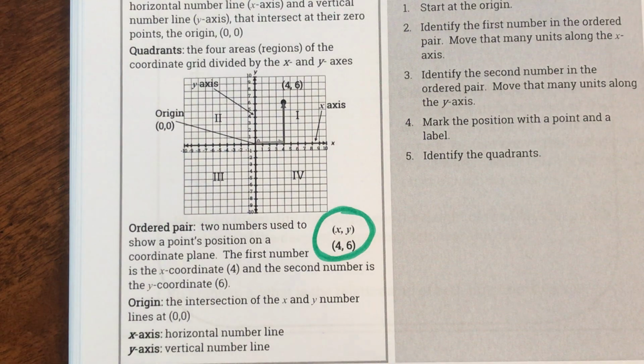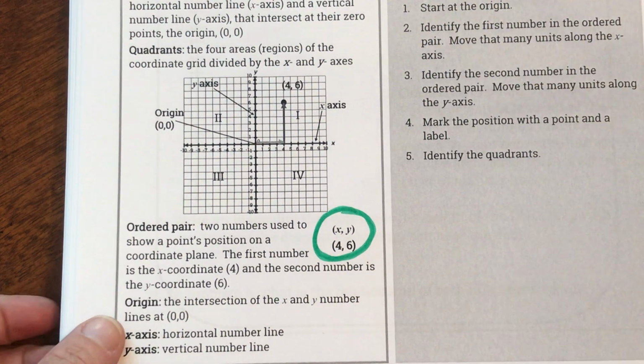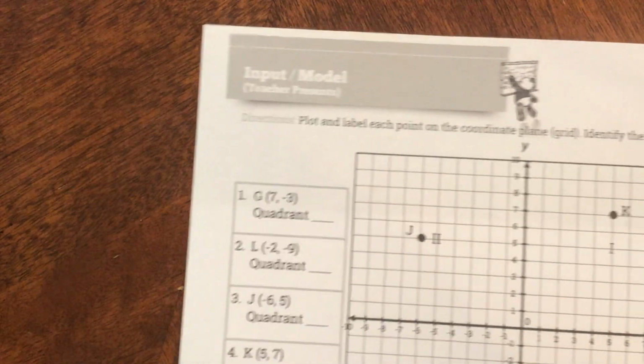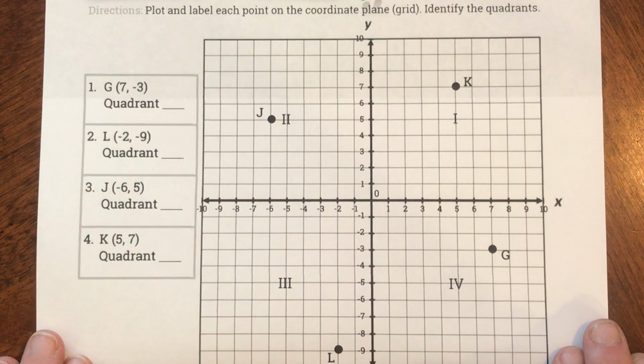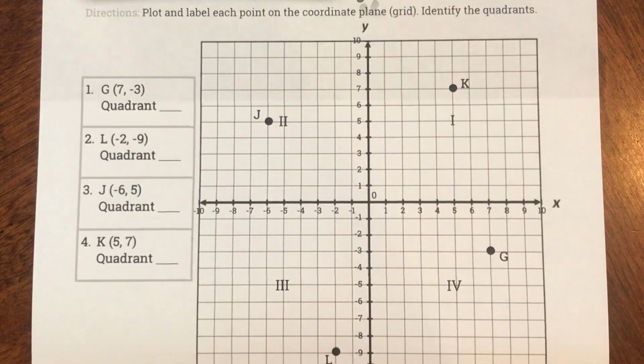Okay, so today we're going to be doing quite a few together, and then you're also going to be watching me do quite a few. I'm not going to worry about my steps right now. I'm just going to get started. Okay, so my first one looks like this. And they want me to plot and label each point on the coordinate plane or grid and identify the quadrants. Okay, so G is at 7, -3.